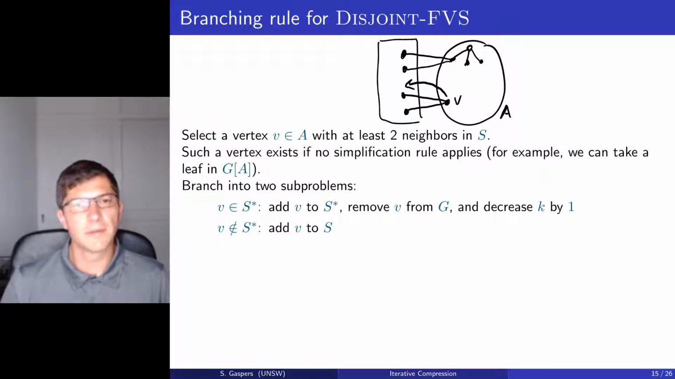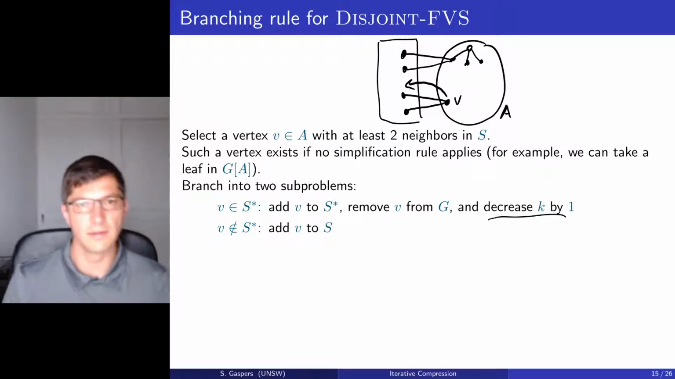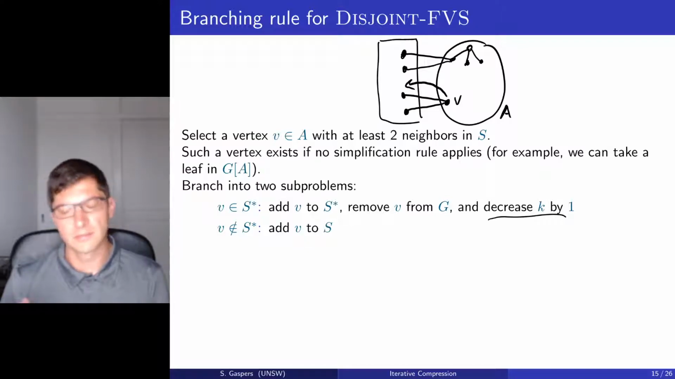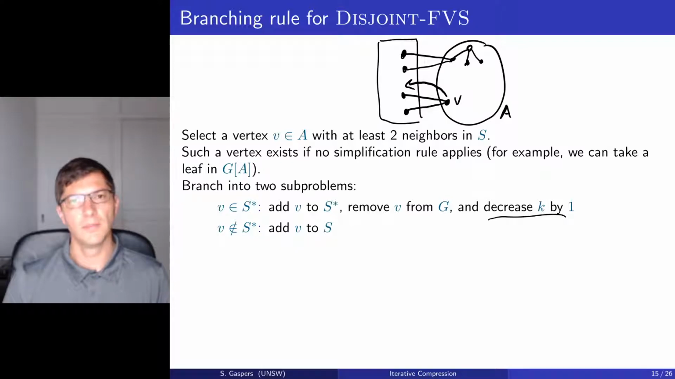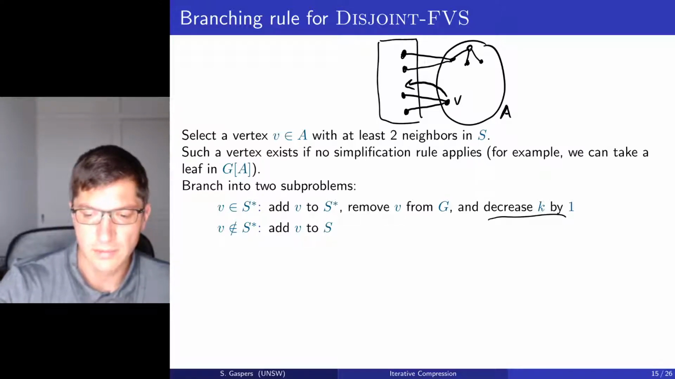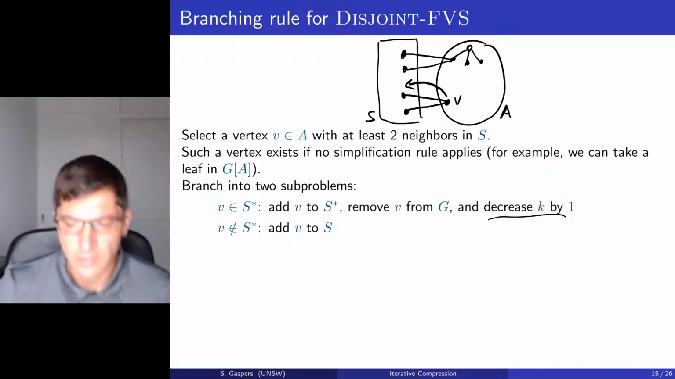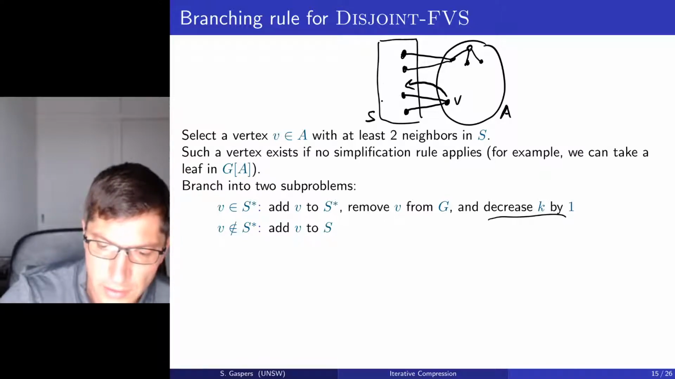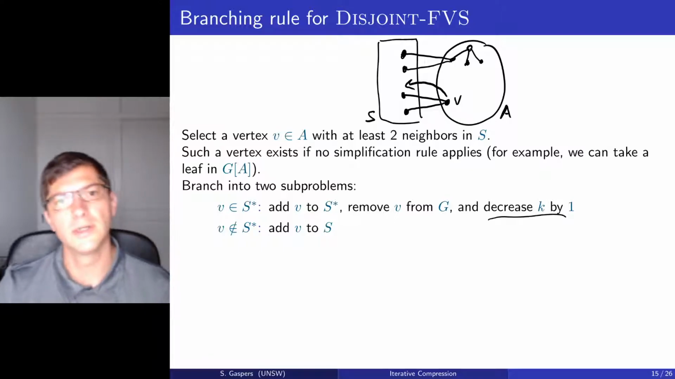Okay, but it might be the case that in this case we don't make any progress in terms of k. So how do we argue that this algorithm is fast? So here k decreases by 1, which is nice, but here k doesn't decrease. So we have to argue somehow that we cannot keep doing this operation over and over again. Why not? Well, we know that V, together with the vertices in S, doesn't create a cycle because of one of the simplification rules. So this means that these 2 vertices here are not connected inside S. So if we look at the connected components in S, these 2 vertices belong to 2 different connected components.